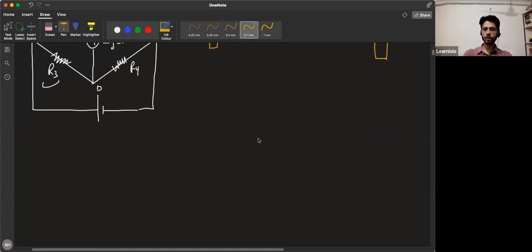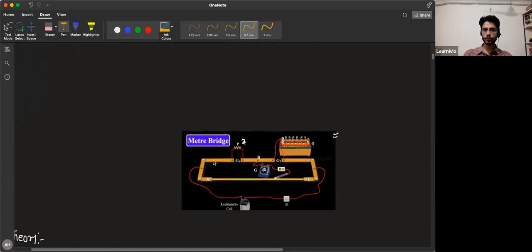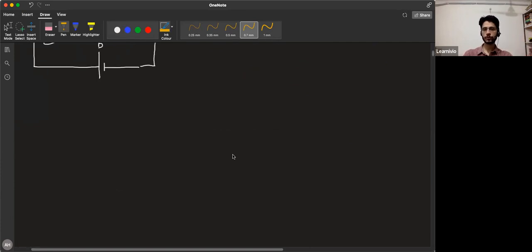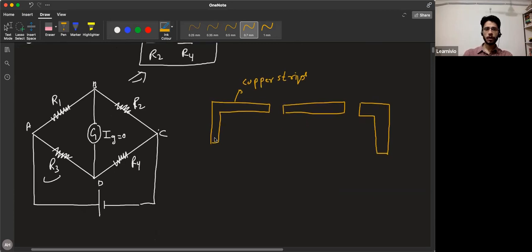These are the copper strips in the real diagram. When you do this practical in your laboratory too, these are the thick copper strips. I call this point A. This A is here, and this point C is here. This is point C.